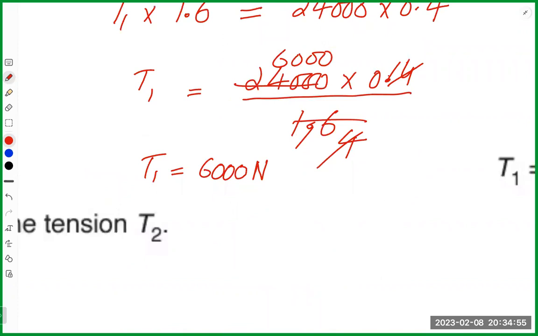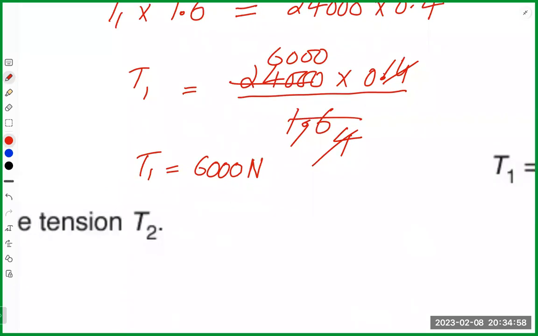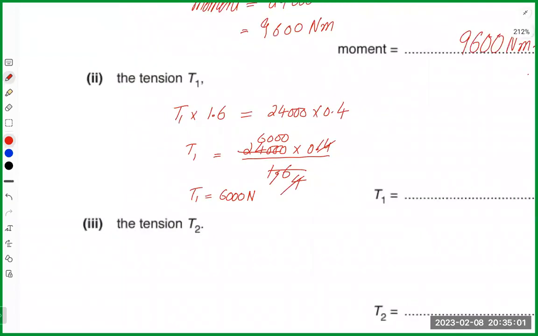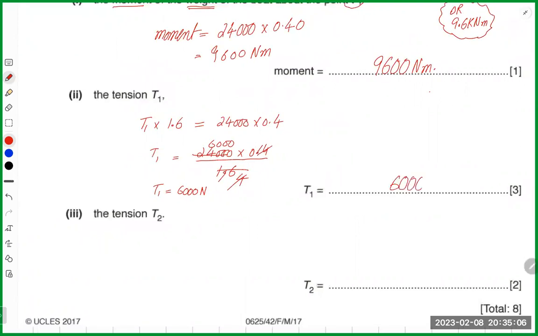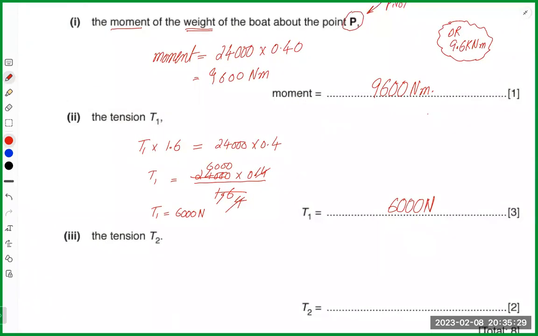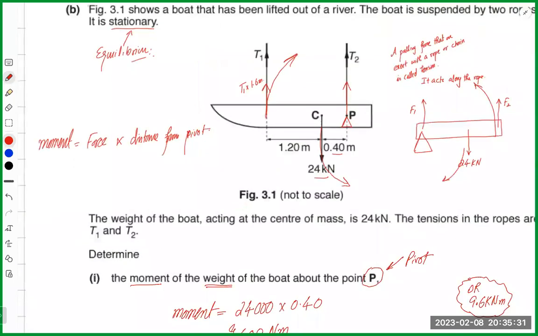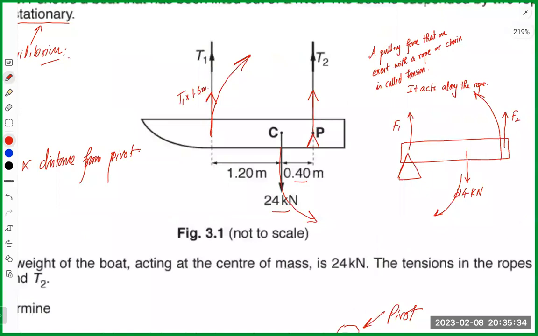Now, how will you find T2? Teacher, shouldn't there be no force because it's on the pivot? All right. No, it is still a force. It will not be producing any turning effect, but that does not mean it is not a force. It is still a force.